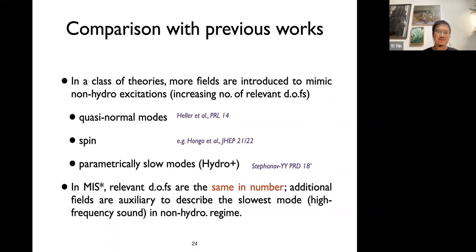But I think the main difference between the MS star and all those theories is that although we are introducing some fields, pi one, pi two, pi three, etc., in the linearized regions, the relevant slow modes are not increasing. We still have the sound mode; it's the high frequency sound mode that dominates the dynamics. So the reason we introduce those additional fields is not because we have additional slow modes, but because they give us parameters that we can tune in order to match the dispersion relation of the slowest degree of freedom, which is the high frequency sound mode. And this is how we extend the description from the hydro region to the non-hydrodynamic regions.